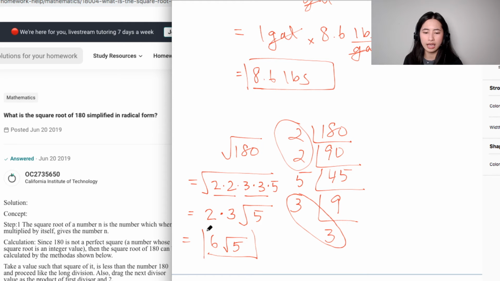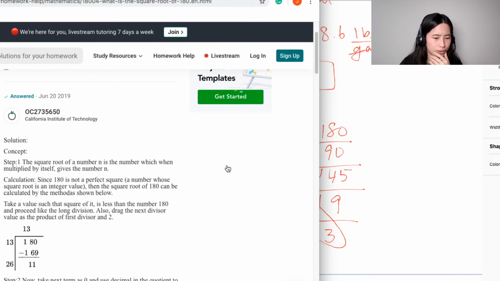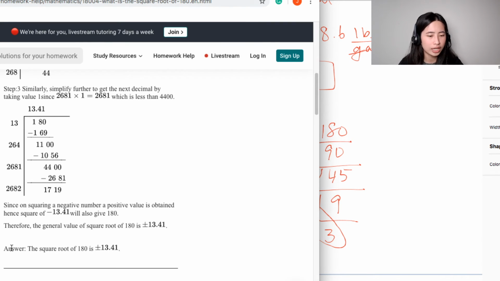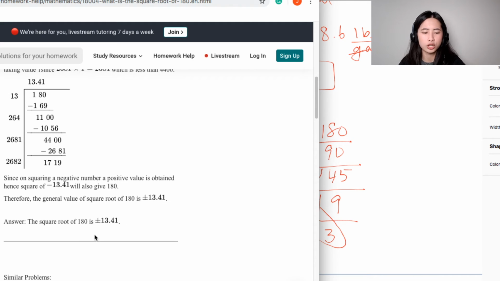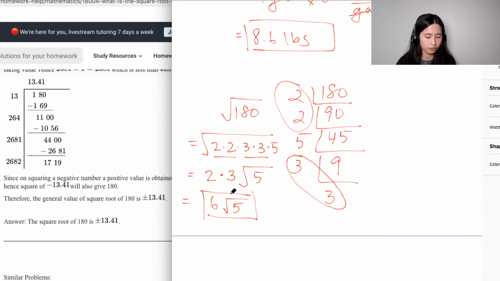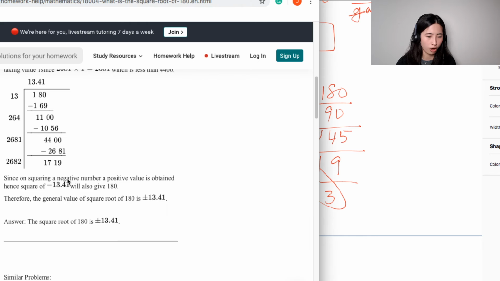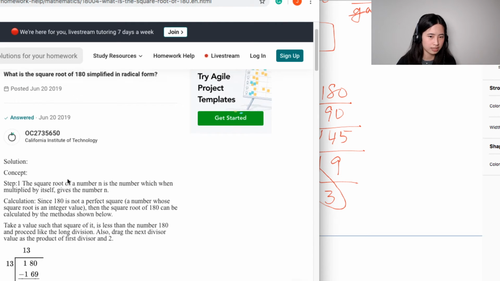And I think they did a couple of steps here, but I think this is the most straightforward way. Also, the way they wrote this, it says the square root of 180 is plus or minus 13.41. Okay, so it's not even exact, because if you take your calculator and take the square root of 180, in terms of decimal, this is actually 13.41640786, and so on and so forth. So I think the best answer would be 6 square root of 5. So that's just my comment. I think it should be 6 square root of 5.